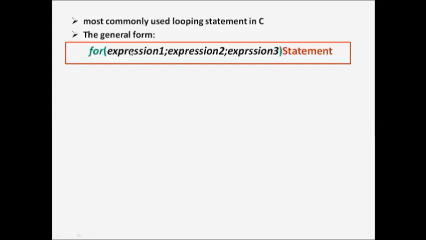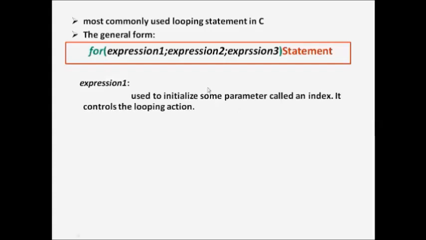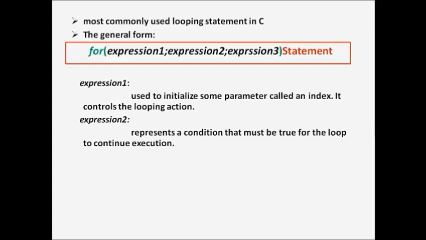So what is the purpose of these three expressions, expression 1, expression 2 and expression 3, which are enclosed in parentheses following for? Now what is their significance? Expression 1 is used to initialize some parameter which is called an index, and this index controls the looping action. Expression 2 represents a condition that must be true for the loop to continue execution.